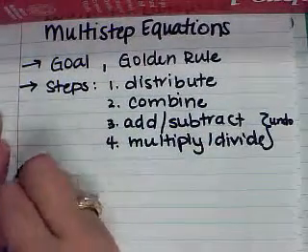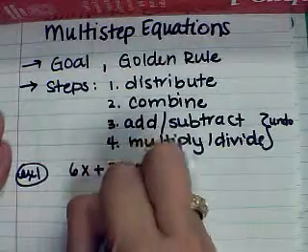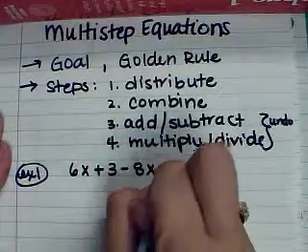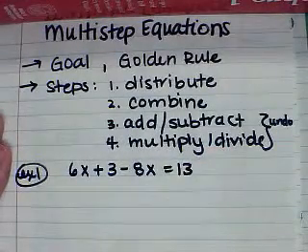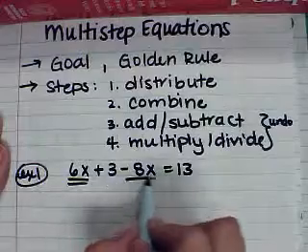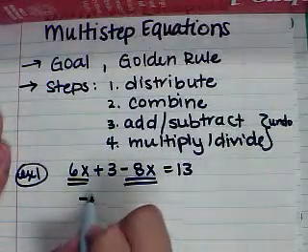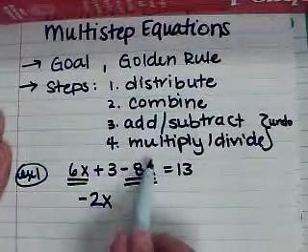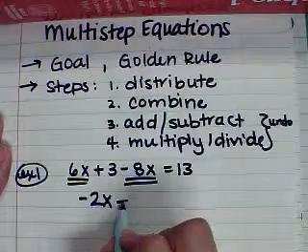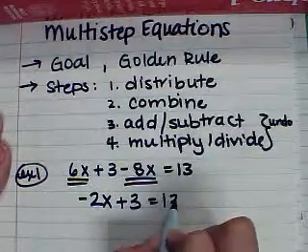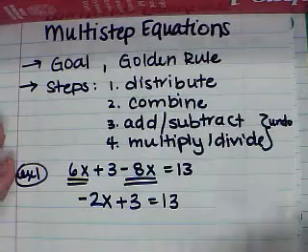Example number 1 is 6x plus 3 minus 8x equals 13. There's nothing to distribute because there's no parentheses. The 6x and the negative 8x are like terms. 6 and negative 8, when I add those together, make negative 2x. Remember, there's negative 8 on this team and 6 on this team. The negatives win by 2. Plus 3 equals 13.